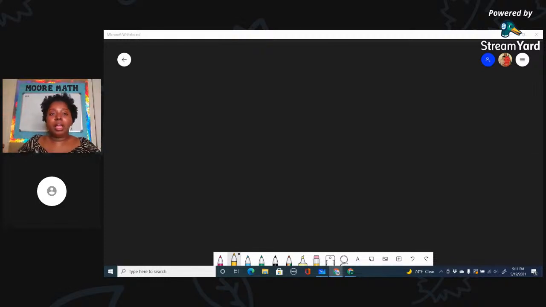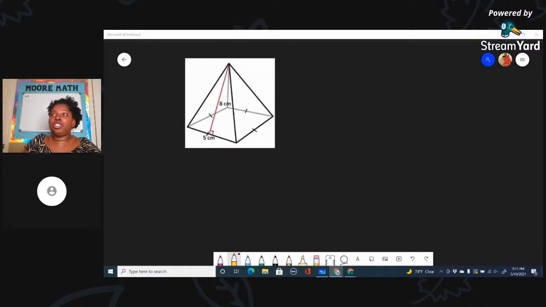So now, with a pyramid though, a pyramid has triangles as the, what do you call that? Pyramid has triangles as the sides, okay? The only thing that changes about a pyramid is this right down here. The bottom of it. Okay, sometimes it's a square, sometimes it's a rectangle. That's the only thing that changes.